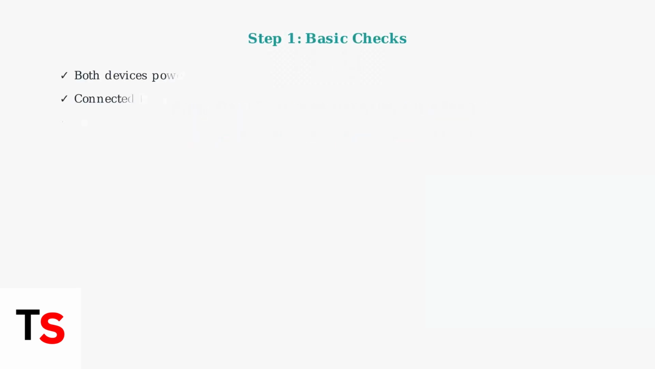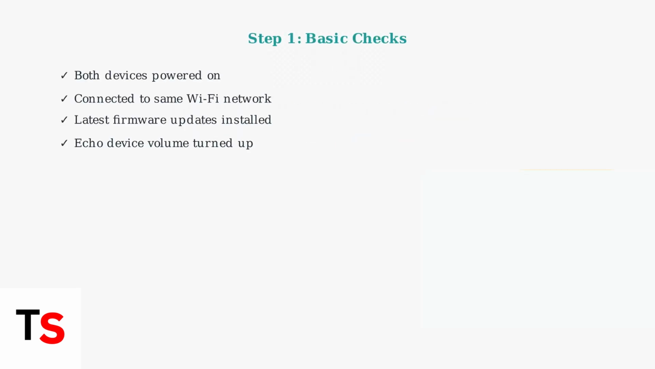First, ensure both your Ring doorbell and Alexa device are powered on and connected to the same Wi-Fi network. Verify that both devices have the latest firmware updates, and confirm that the volume on your Echo device is turned up.